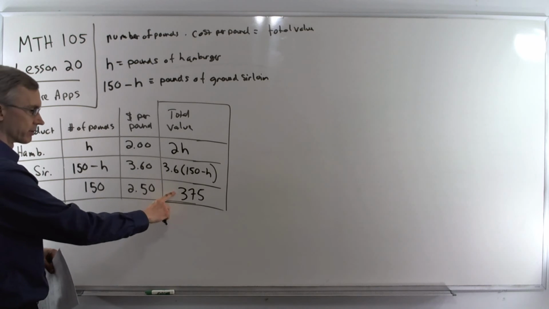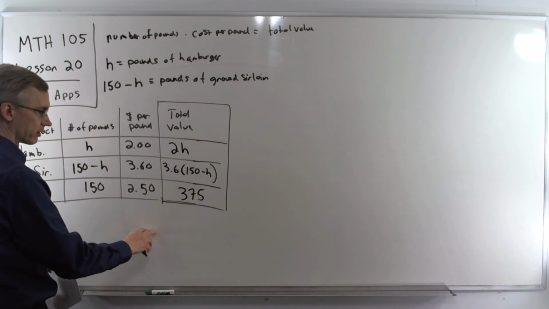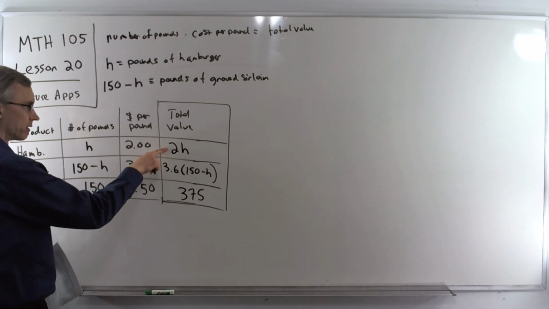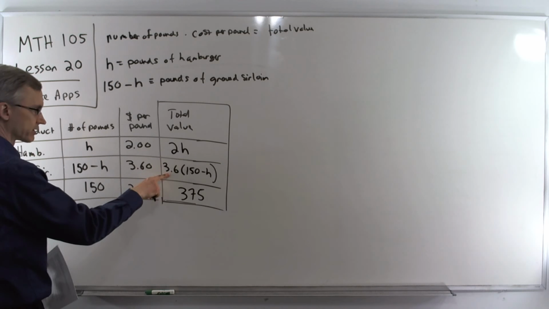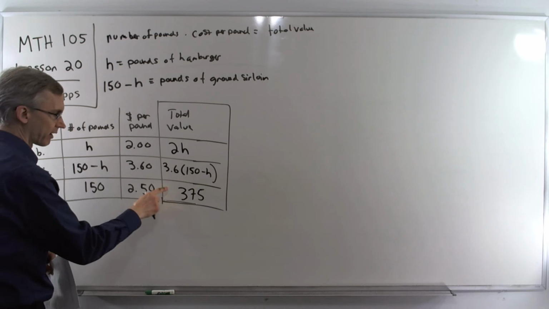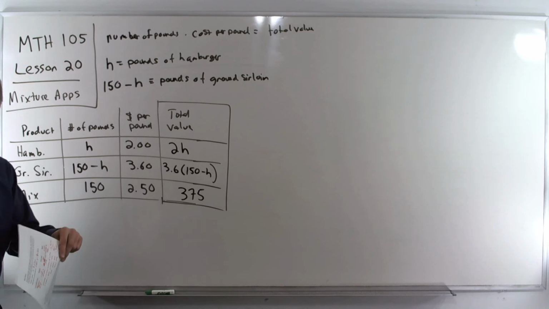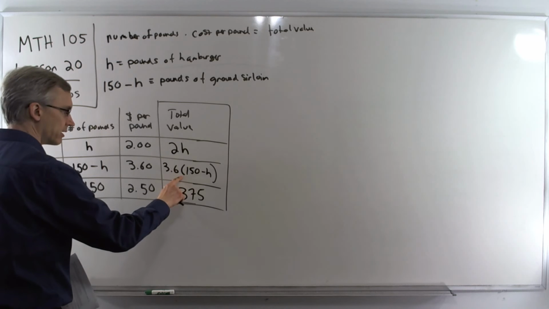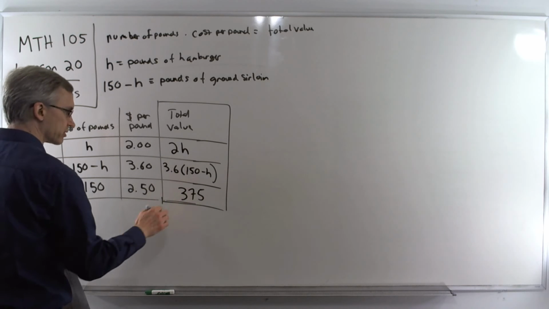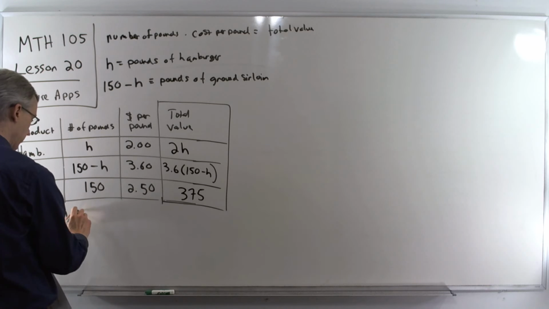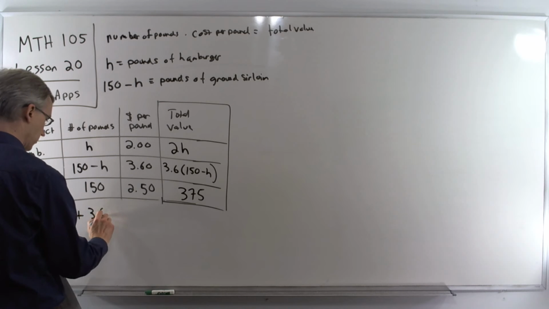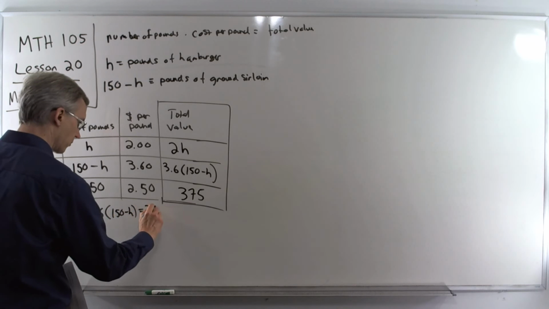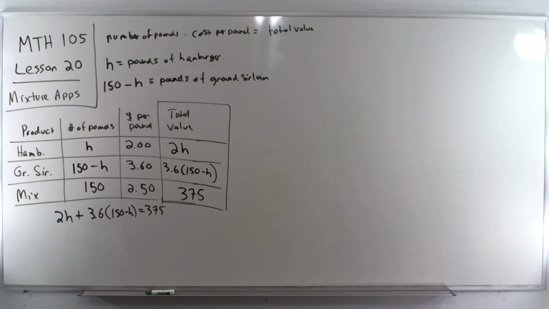I know this one's going to be a little bit different in that the total value of the mixture is already given. So we don't need an extra column, or we don't need an extra block here. Because if we take the total value of the hamburger and we add the total value of the ground sirloin, that's going to equal the total value of the mixture. We combine them together, total value. All right, so we're going to take 2H plus what's in this block equals 375. And there's the equation we need to solve.